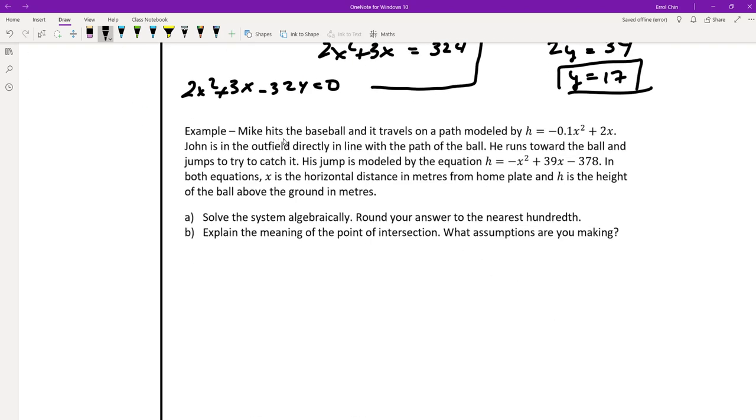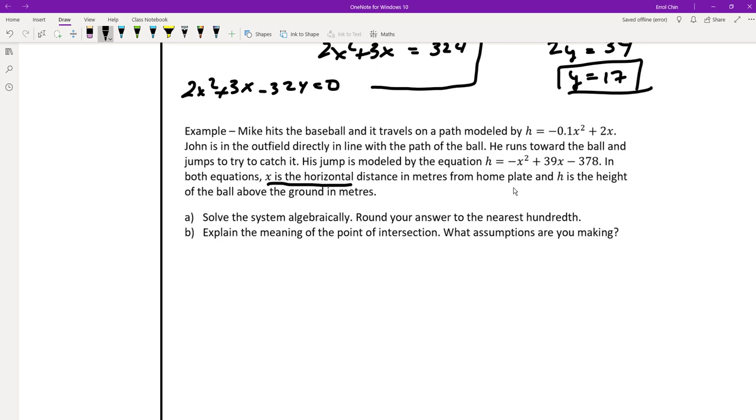Alright, last question. It says here, Mike hits a baseball and it travels on a path modeled by this parabola. John is in the outfield directly in line with the path of the ball. He runs towards the ball and he tries to catch it. His jump is modeled by the equation, all right, this parabola. In both equations, x is the horizontal distance. So I'm going to underline this because that's kind of important.